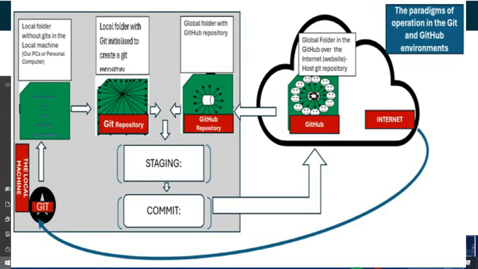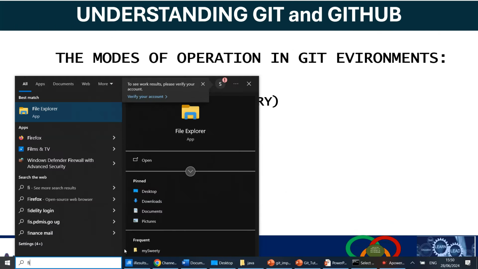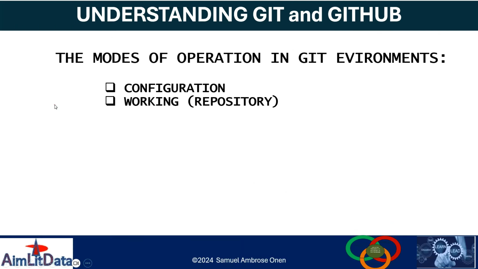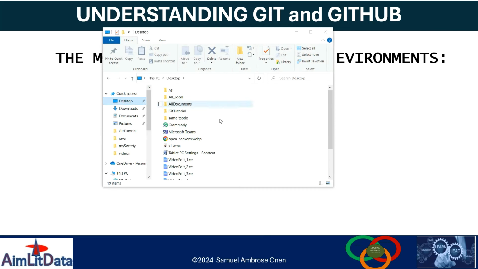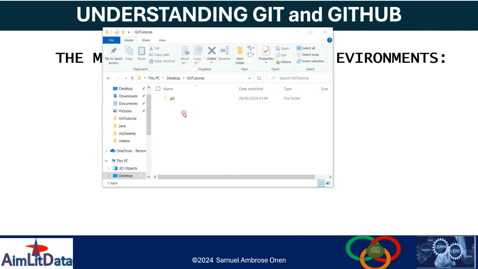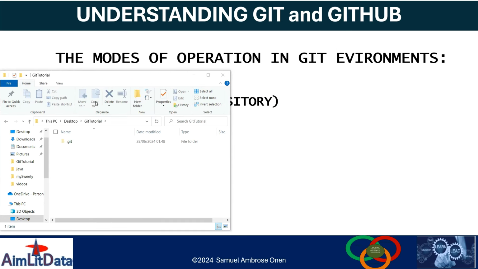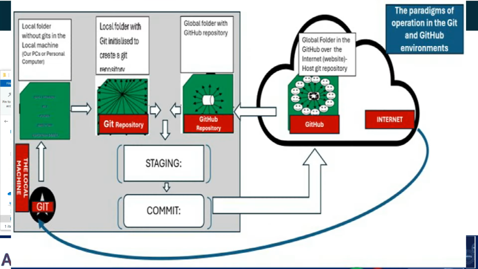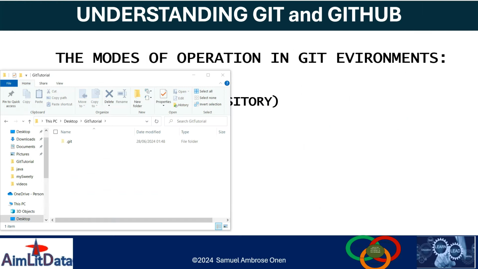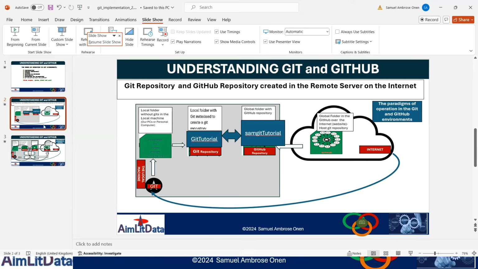Let's go to File Explorer. File Explorer is right there for us, my friend. And on the desktop, we did create a Git repository, and you can see that Git is inside our Git repository that we have created. And also we have cloned the remote GitHub repository, and that GitHub repository is called Git tutorial.